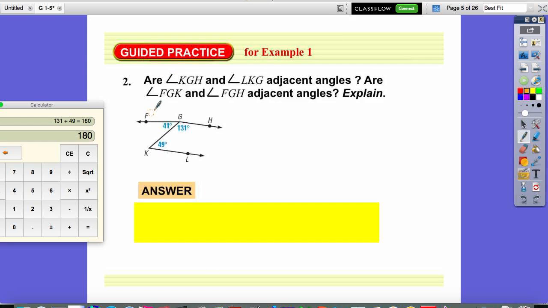So our angles KGH and LKJ, are they adjacent? Well, right away they're not because they don't share a common vertex. FGK and FGH, even though they share a common vertex, they're not adjacent because they don't share that same ray.